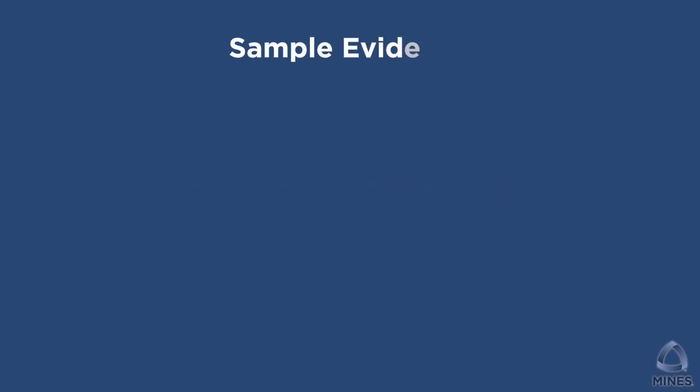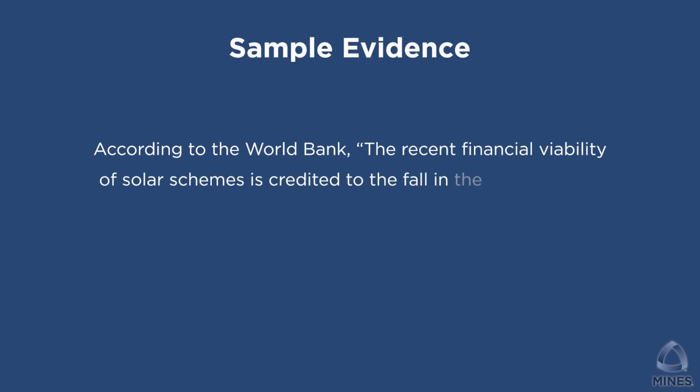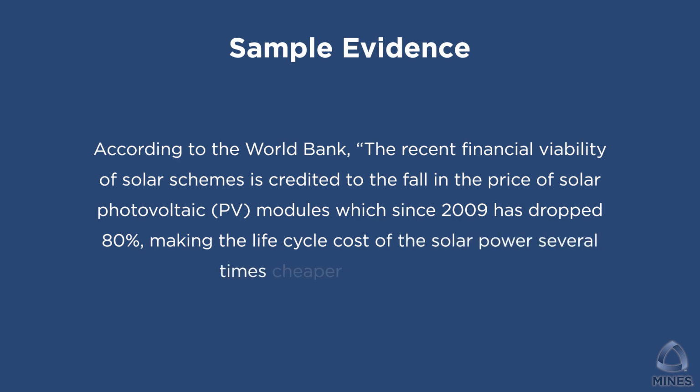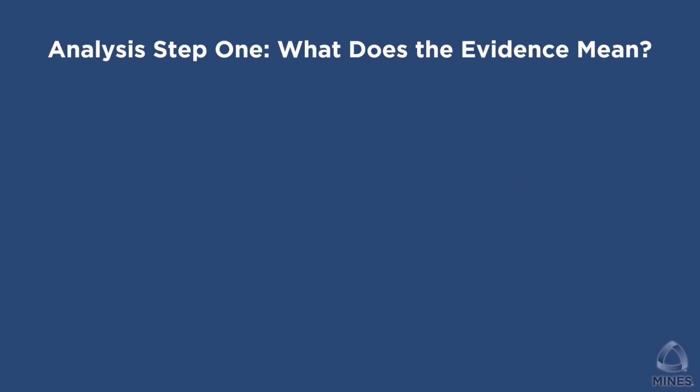Again, in this hypothetical paper, let's pretend that we have the following piece of evidence in one of our body paragraphs. According to the World Bank, quote, the recent financial viability of solar schemes is credited to the fall in the price of solar photovoltaic modules, which since 2009 have dropped 80%, making the life cycle cost of the solar power several times cheaper than diesel, end quote. The first step in analyzing that evidence is to ask, what does the evidence mean?